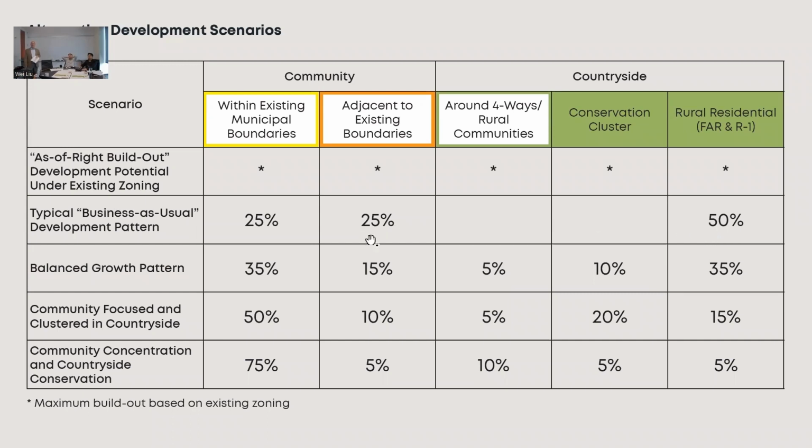Then there's your balanced growth pattern. So there you've got 35% within municipal boundaries and an additional 15% just adjacent to that. So now you're getting closer to the 50 percentile between the community and the countryside. And then the next one focuses more on the community itself and clustered in the countryside. So there you see now we've raised it to 50% within those existing communities, 10% directly adjacent to it. And then the conservation cluster is your stronger one out in the countryside where you're concentrating development and also preserving some of the land around that for farmland and natural areas.